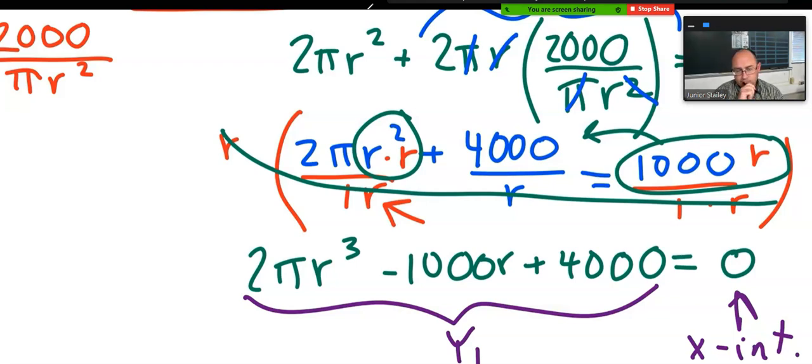Use your calculate zero feature. I don't want to see any people just using the trace button. I want you to use the calculate 0 feature. Come on, show us the graph on the calculator. If you're struggling to enter it, please ask for help.